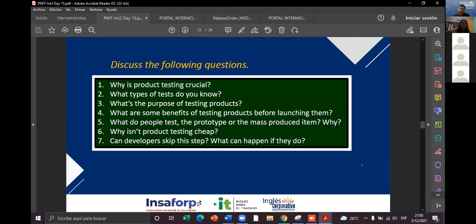It's nice because he knows the product, looks prepared, and you feel interested in that product. Okay, what is the purpose of testing products? What do you think?